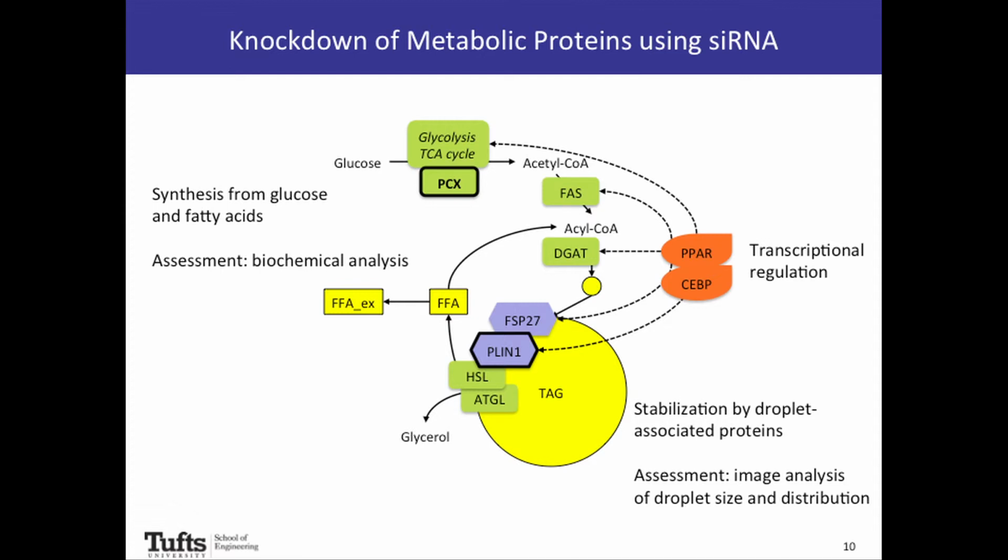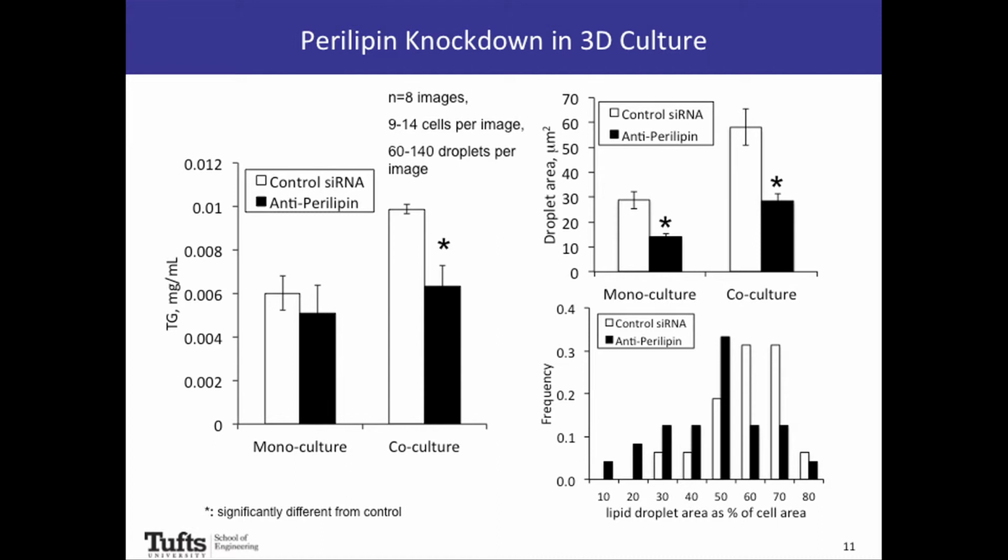And it also helps to form larger droplets within the cell. So both of these enzymes are very important in triglyceride synthesis and triglyceride storage. If we use siRNA to knock these enzymes down, first off, we see a decrease in the lipid in the cell, and this is through our enzymatic assays. But what's important is that these enzymatic assays actually correlate well with the image data that we get.